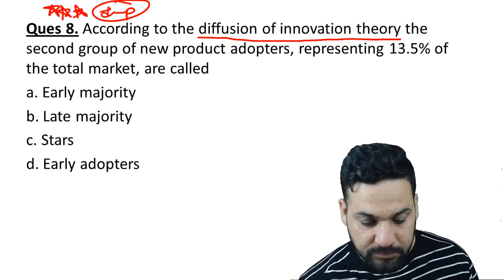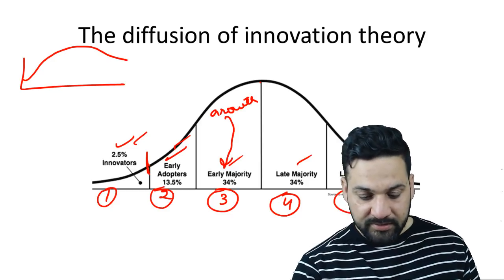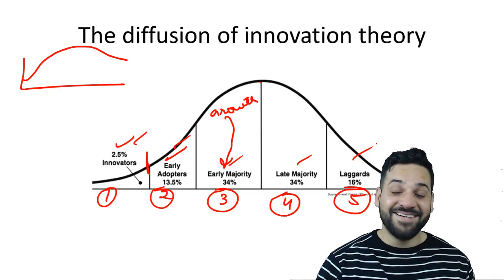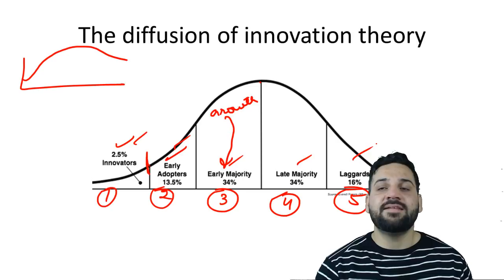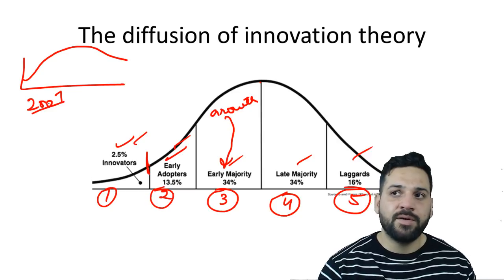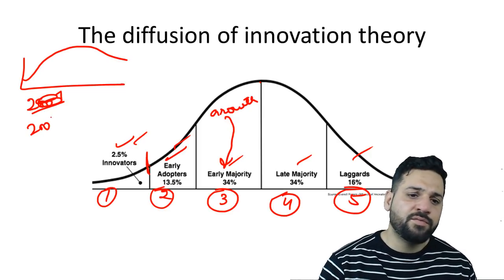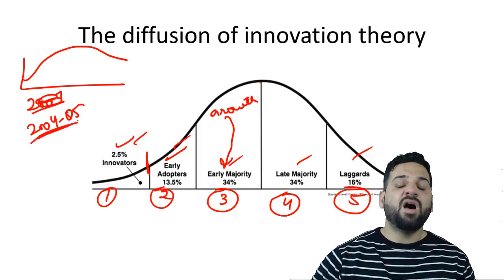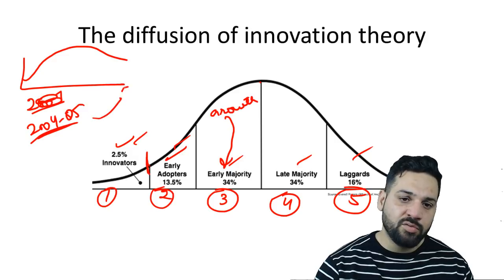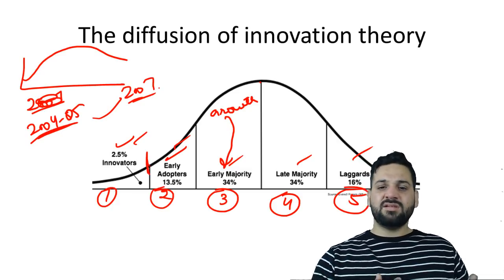Chaliye, somebody is asking me, is there any difference between innovators and early adopters? Phir se aap wahi marketing mat seekho, paper pe pass karna hai, but ab bata deta hun. Innovators, for example, when iPhone released in 2007, or let's say tablets, smartphones, when they were there in 2004-05, when smartphones were released first, how many people bought them? Very few, those were innovators. But then iPhone released in 2007, many people started buying the smartphone. Those were early adopters, right?